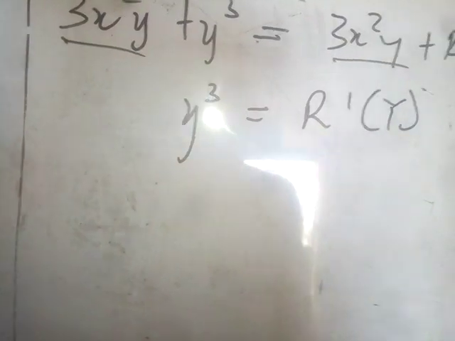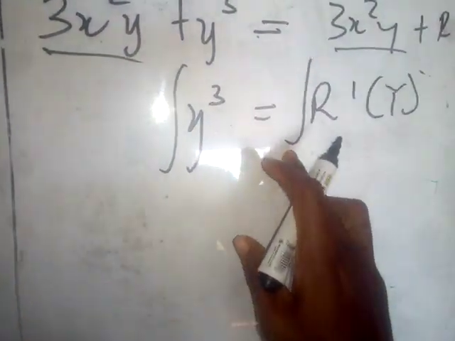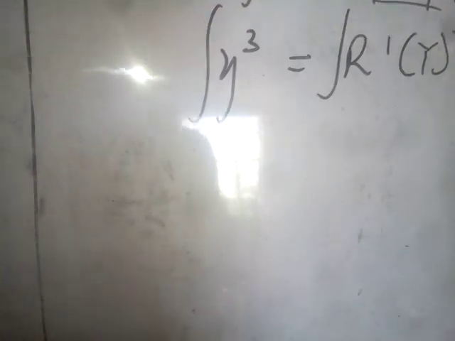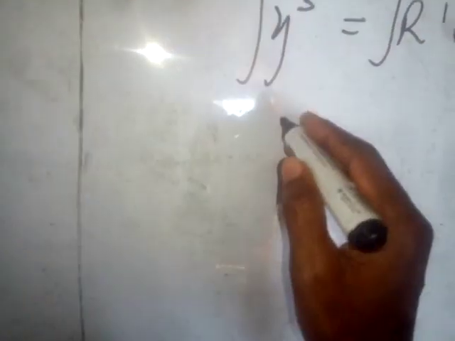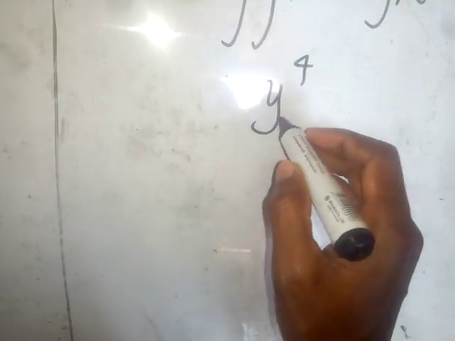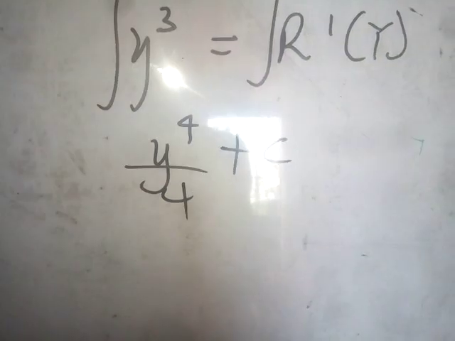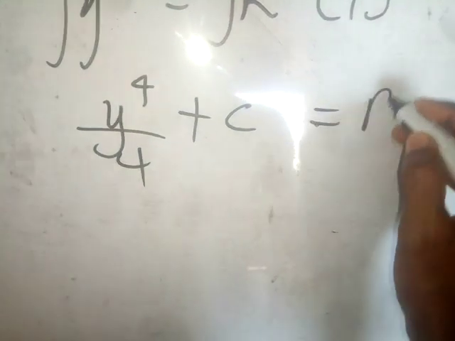What we do next is to integrate. So we integrate this part and this part. The integral of this, we are going to end up with y to the 4th on 4 plus c, the integrating constant, which is equal to r of y.